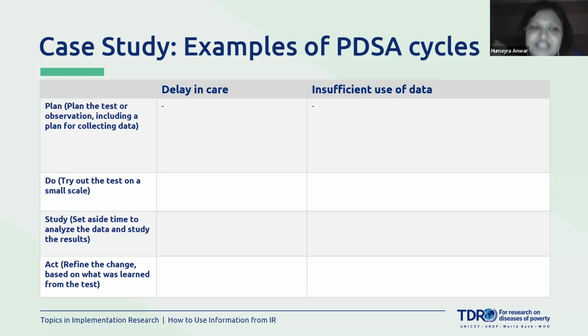So if we plan for training in the PDSA cycle, we have to train them. And in the study step, we have to see whether the training is working or not. It's very simple. And then act: if the training is working, then it's okay. If the training is not working for a reason, then we have to modify that act and run the PDSA cycle again. Is that clear to everyone?